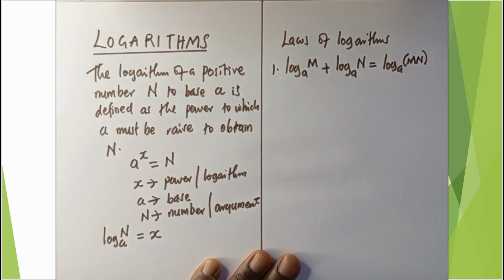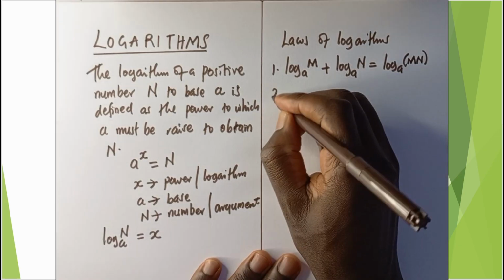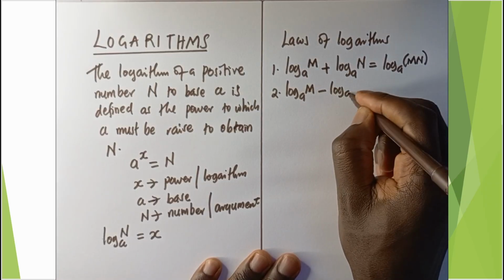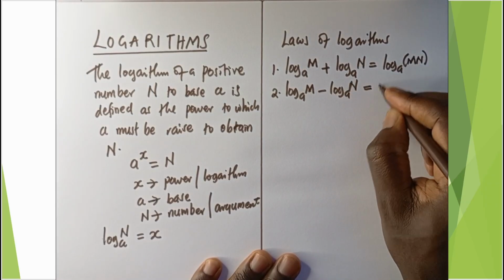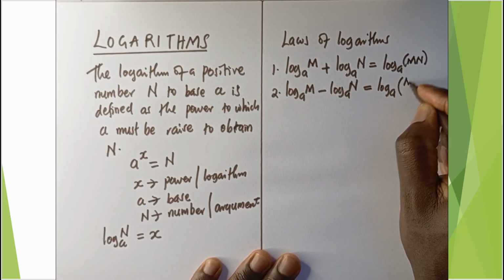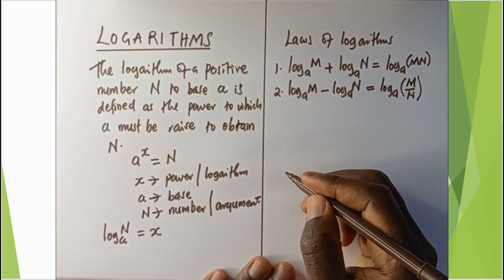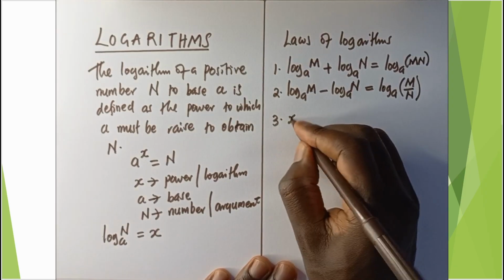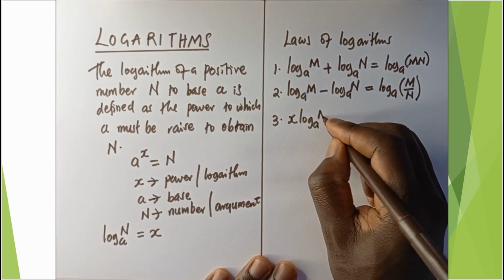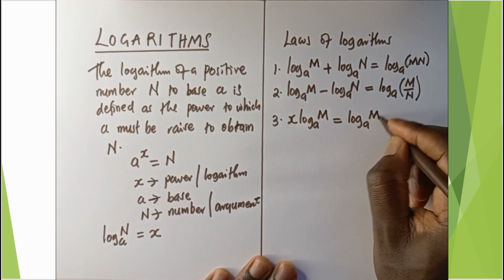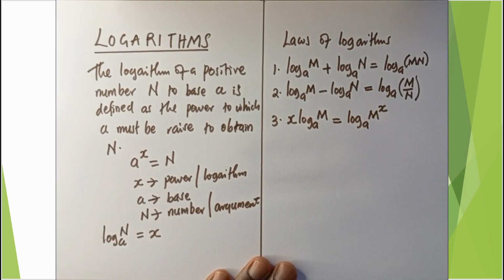Now in this video we are going to prove each and every law, and we know where they come from. Law number 2 tells us that if you have log base a of m minus log base a of n, it is actually equal to log base a of m over n. That is law number 2. Law number 3 says if you have x log base a of m, it is actually equal to log base a of m to power x. So the power goes back.